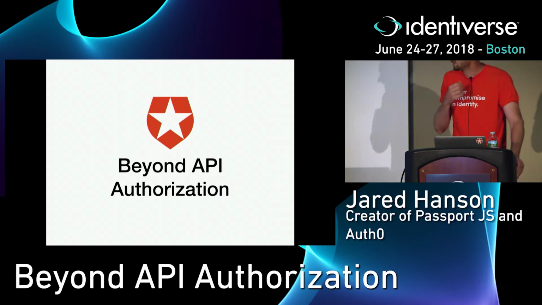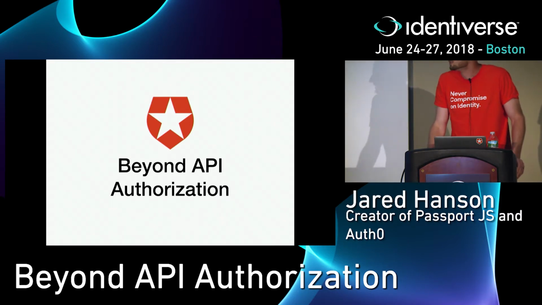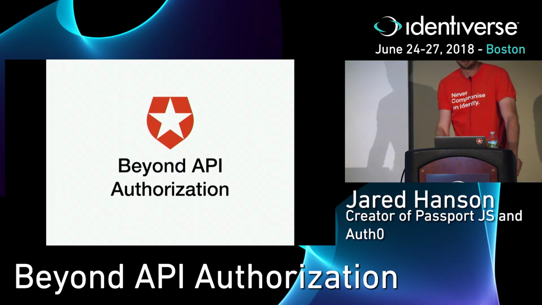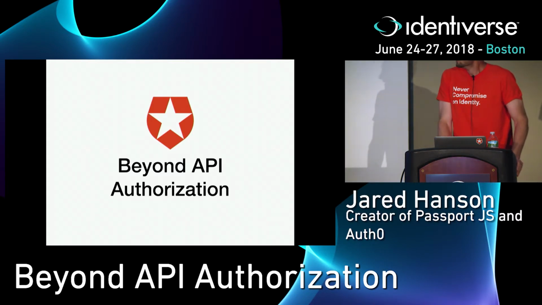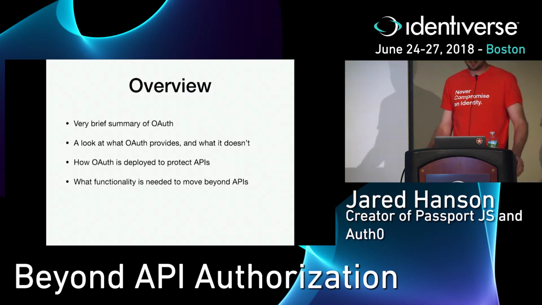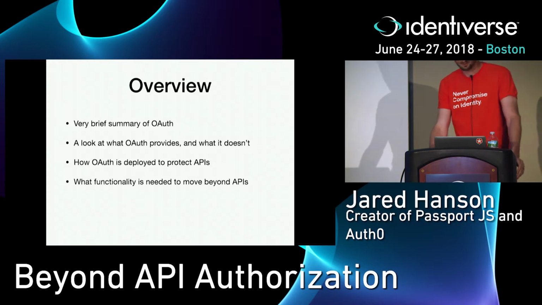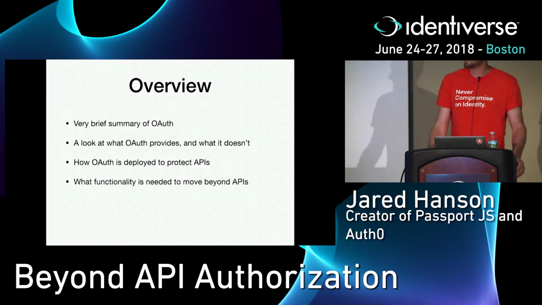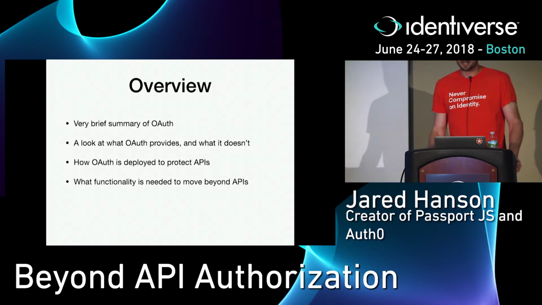And the subject of this talk is beyond API authorization. And in a moment, I'll get into what I mean by that. So the things we're going to cover in this talk: we're going to give a brief summary of OAuth. I'm going to assume most of this audience is pretty familiar with OAuth, given the nature of the conference. We'll look at what OAuth provides and what it doesn't provide. We'll look at how OAuth is deployed today to protect APIs in typical scenarios. And then we'll look at what functionality is needed to move beyond API authorization.